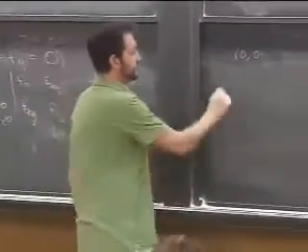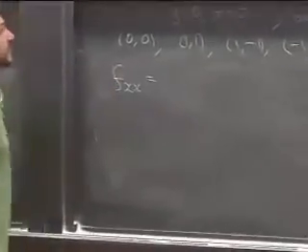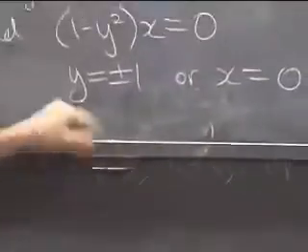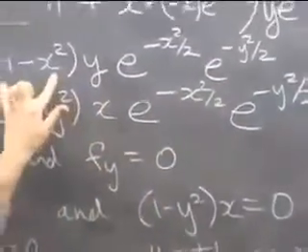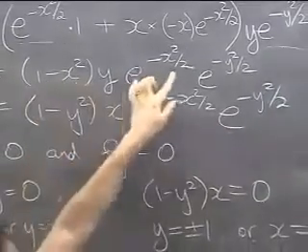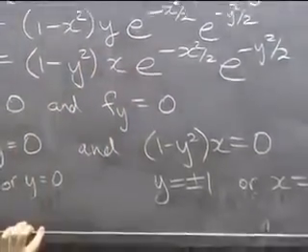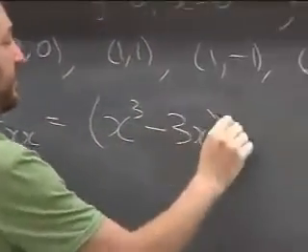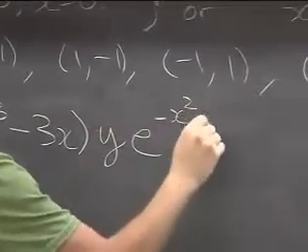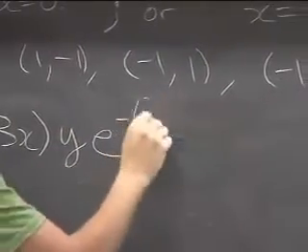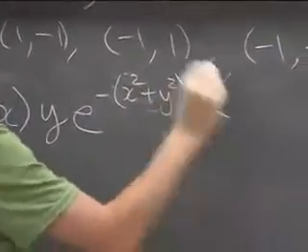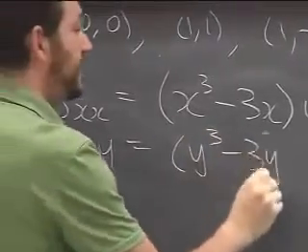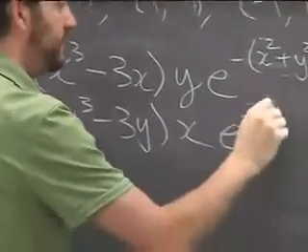Now, we need the second derivatives. I don't really have time to compute them. All I can tell you is, to get fxx, you take fx and split up the y's again, and instead of x e to the minus x squared over 2, you'll get 1 minus x squared of it. It works out to be x cubed minus 3x times e to the minus x squared plus y squared over 2. Fyy, once you've computed that, is y cubed minus 3y times the same factor. I'm just going to switch them around.